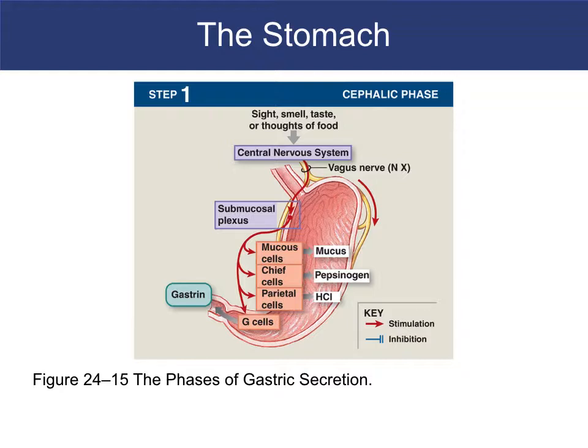It's signaling the mucus cells, the chief cells, the parietal cells, and the G cells to make more mucus, to make more pepsinogen, to make more acid. You are getting hungry. You are getting ready to eat, and your stomach is starting to secrete, getting ready for it. Okay? That's the cephalic phase. And really, the key is simply that it all comes down through the vagus nerve.